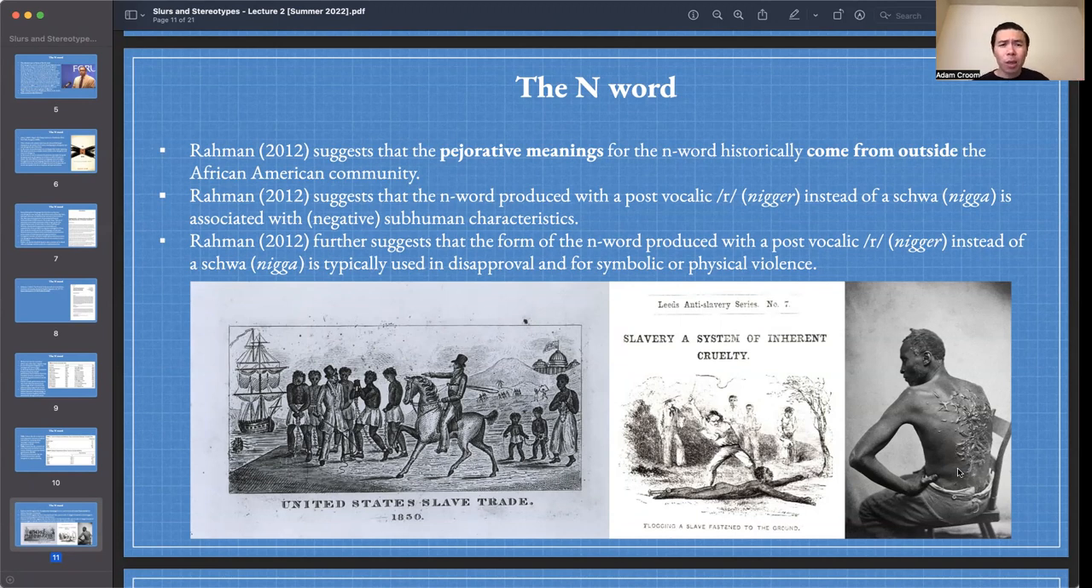Okay. And we see here, right, that throughout the history of slavery, African Americans were treated with great brutality and violence, physical as well as verbal violence. Okay. And so we can see here a slave being whipped, right? Flogging a slave fastened to the ground. This is just brutal, right? Horrible. And we see the markings on the back from that.